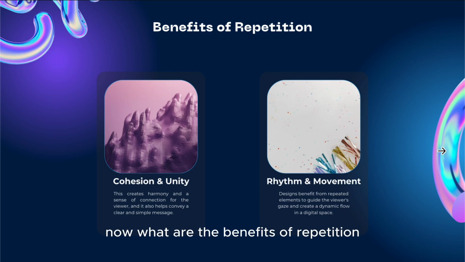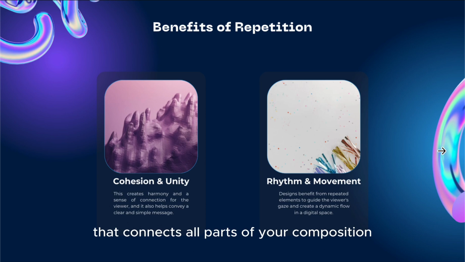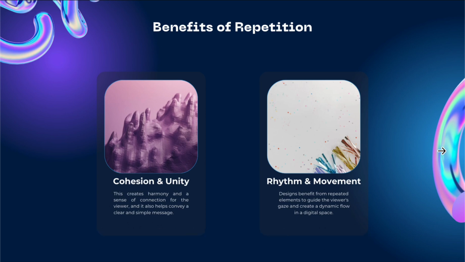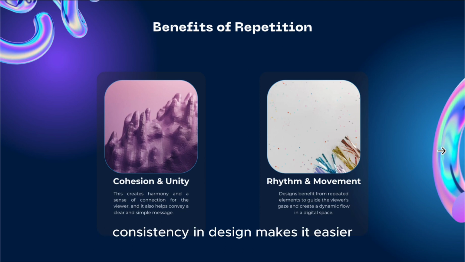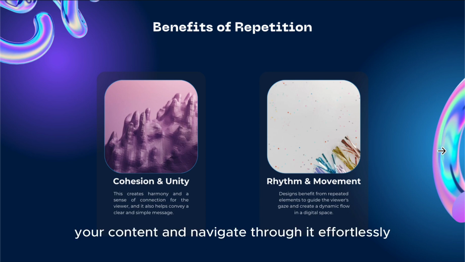Now, what are the benefits of repetition? Number 1, it creates cohesion and unity. By using the same visual elements like shapes, colors, and patterns repeatedly, you can create a consistent visual style that connects all parts of your composition. This creates harmony and a sense of connection for the viewer, and it also helps convey a clear and simple message. Consistency in design makes it easier for people to understand your content and navigate through it effortlessly.